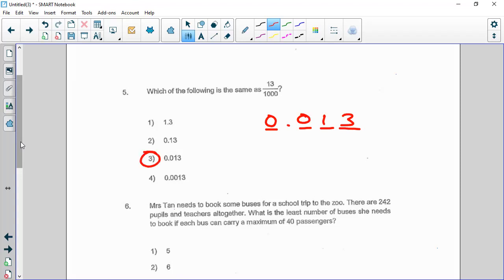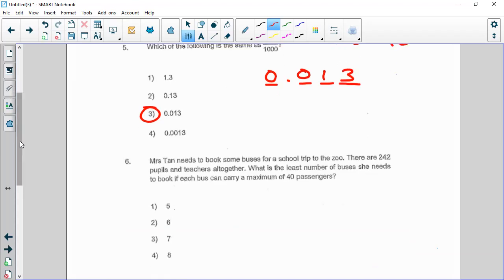So how do you know there are 3 decimal places? Because 1000 has 3 zeros. If it's 100, then it'll be 2 decimal places. If it's 10, then there'll be 1 decimal place. Understand? Anyone who is confused, raise your hand. If you're not sure, you're not clear, raise your hand. Okay, Karina, you understand, Karina? Hello, Karina. Okay, let's continue.